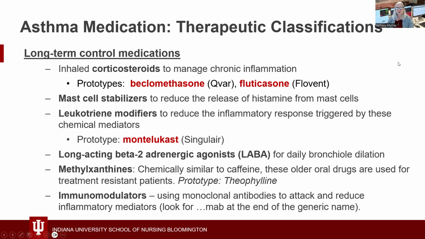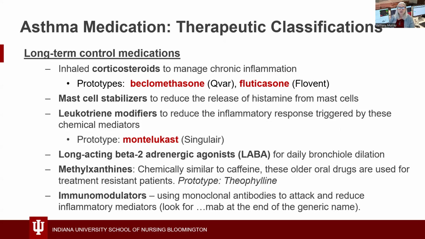As far as long-term control, we want to use inhaled corticosteroids like beclomethasone or fluticasone. So these are inhalers. We can also use mast cell stabilizers to help reduce the release of histamine. Another drug that I have put on your medication list is a leukotriene modifier.